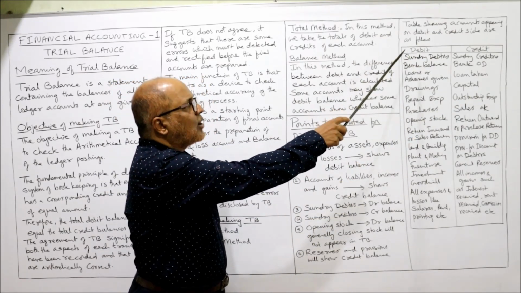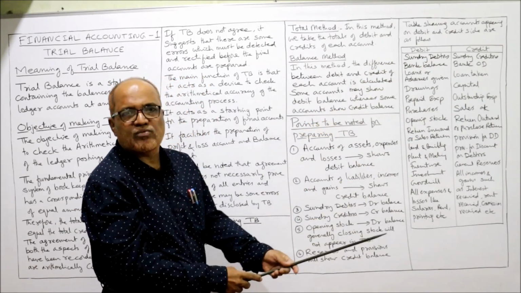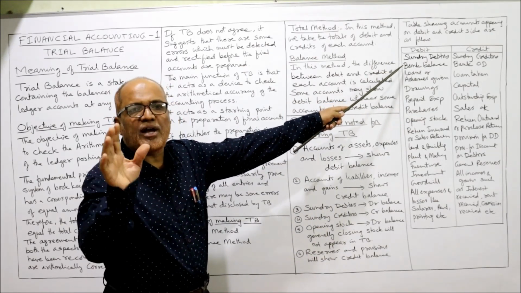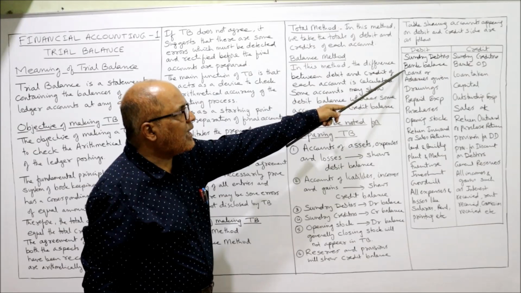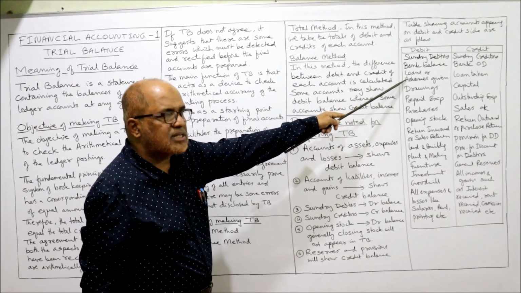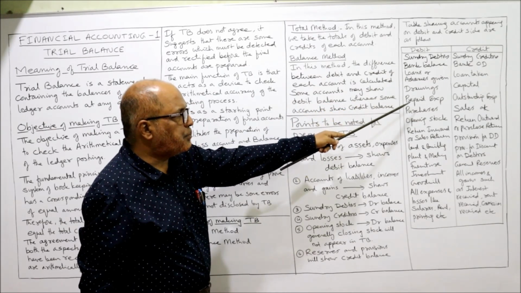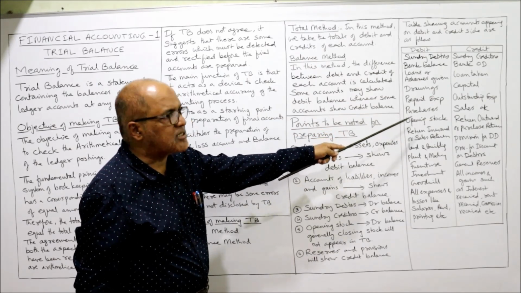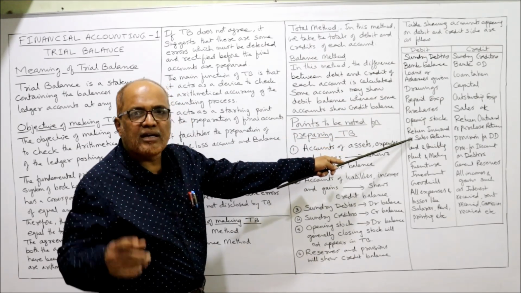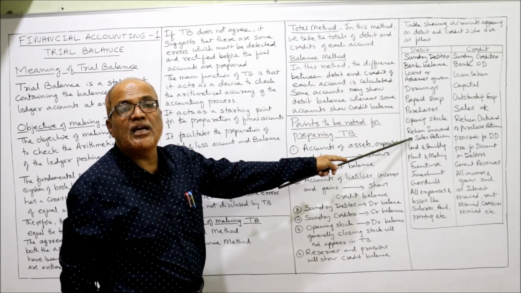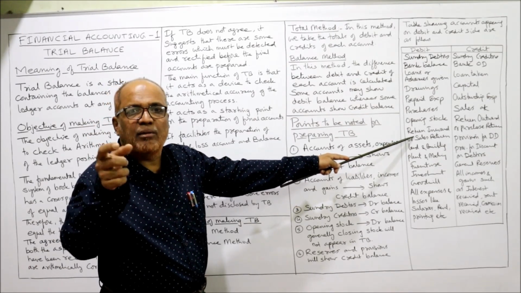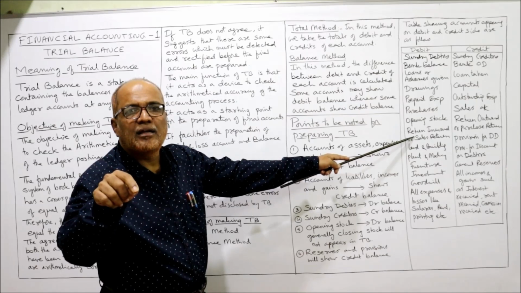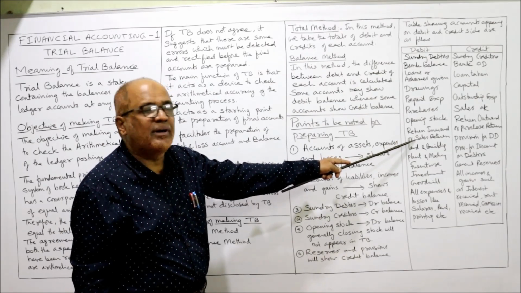The table showing accounts appearing on debit and credit side are as follows. Debit. Which are the accounts which show debit balance? Sundry debtors, bank balance, loans or advances given, drawings, prepaid expenses, purchases, opening stock, return inward. Return inward means sales return. Remember these words. Return inward means sales return. So sales return will be debited.